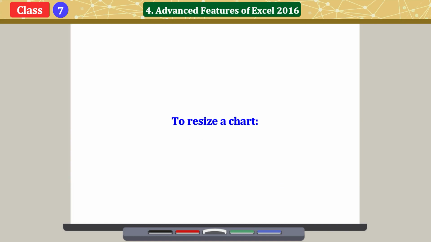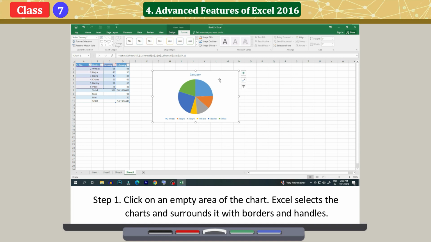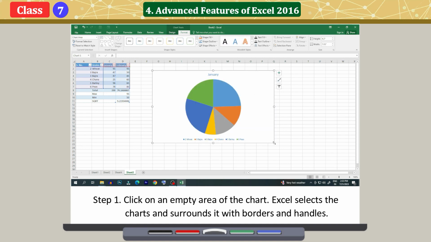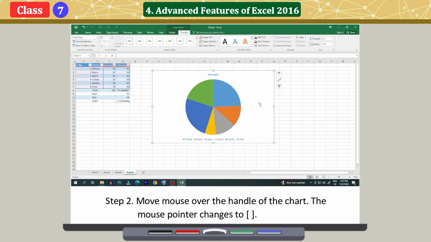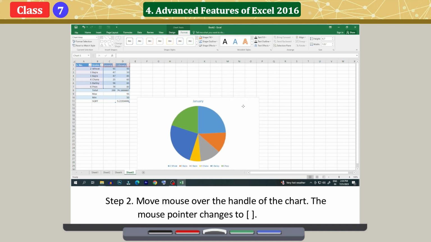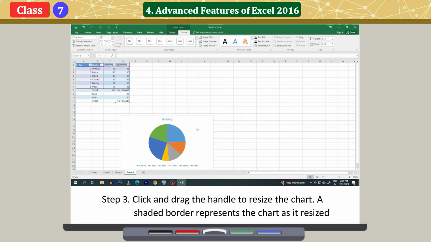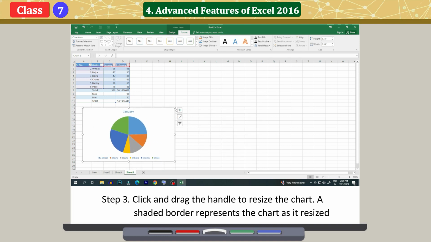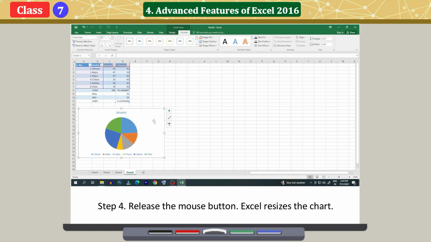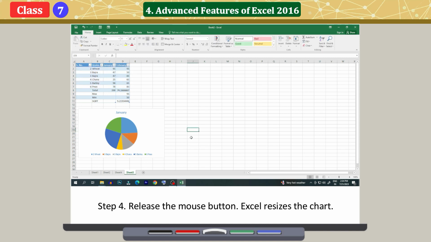To resize a chart, click on an empty area of the chart. Excel selects the chart and surrounds it with borders and handles. Move the mouse over the handle of the chart. The mouse pointer changes. Click and drag the handle to resize the chart. A shaded border represents the chart as it is resized on the worksheet. Release the mouse button. Excel resizes the chart.